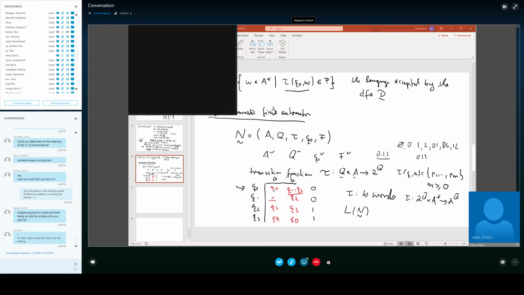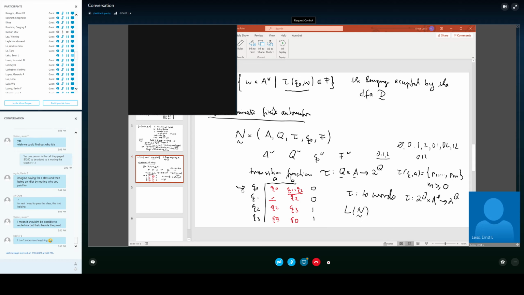I want to then ask the question, what happens if we have true non-determinism? And in that case, the question is, are there things that can be done with a non-deterministic finite automaton, but they cannot be done with a deterministic finite automaton? And that is something we're going to cover on Monday. Any questions?